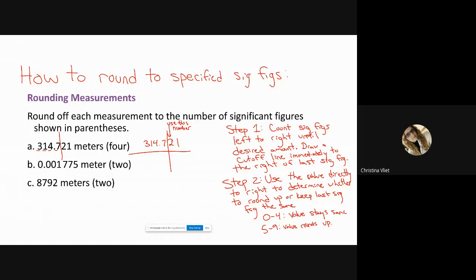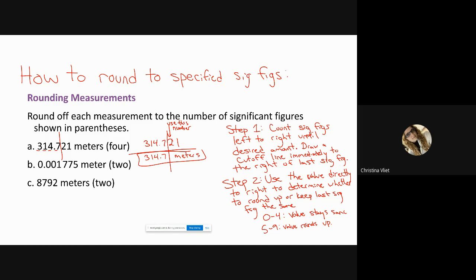It stays a 7. Because if you think about it, 72 is closer to 70 than it is to 80. That's the idea. So when you round it, it's 314.7, and then you keep the unit. You measured meters, so it's 314.7 meters. It's the same number expressed to 4 significant figures.